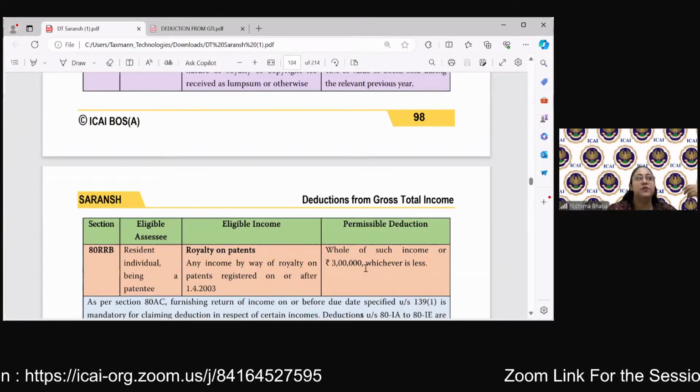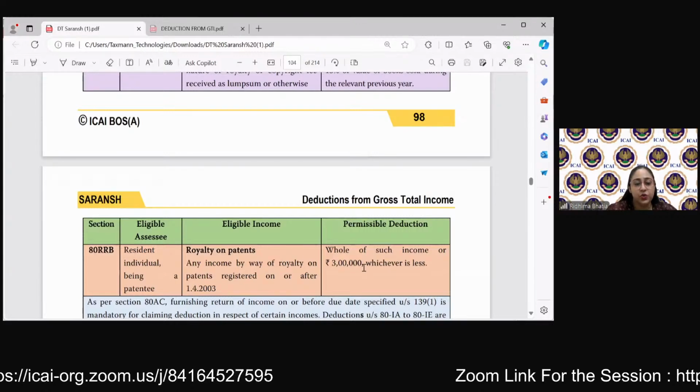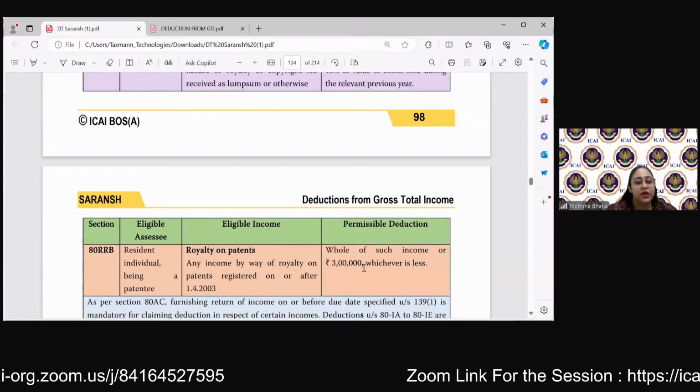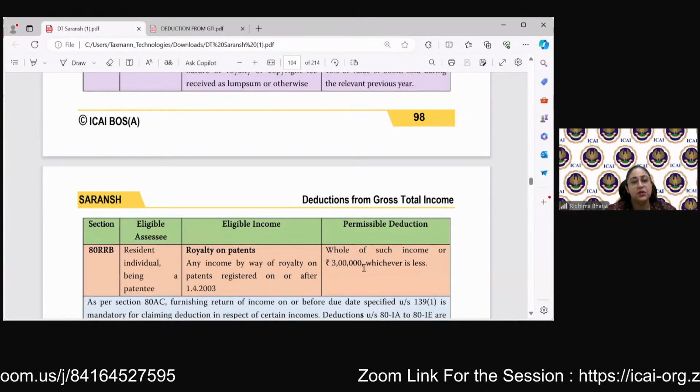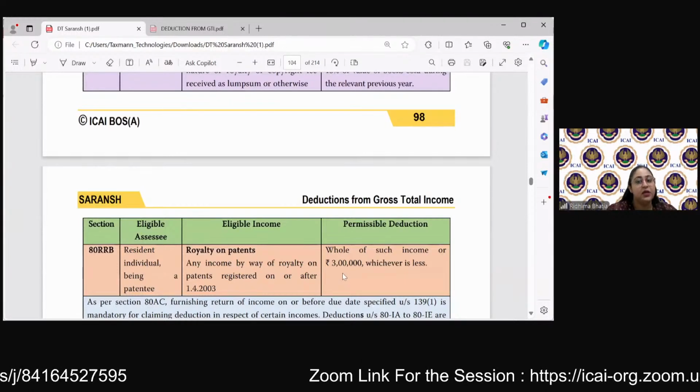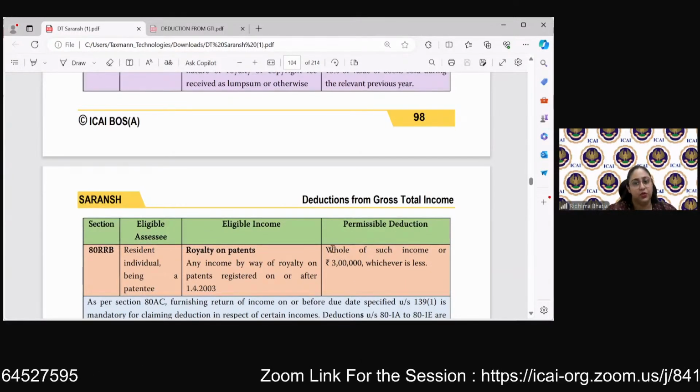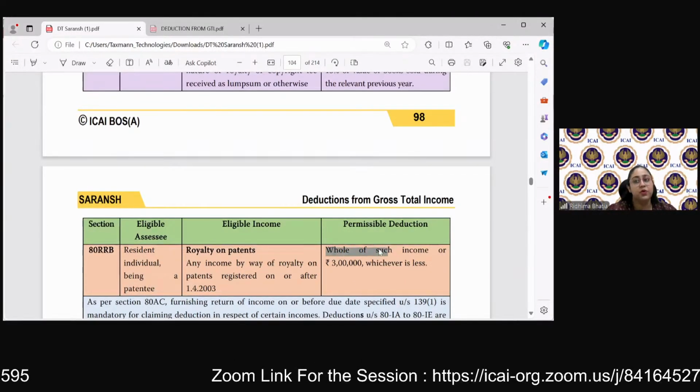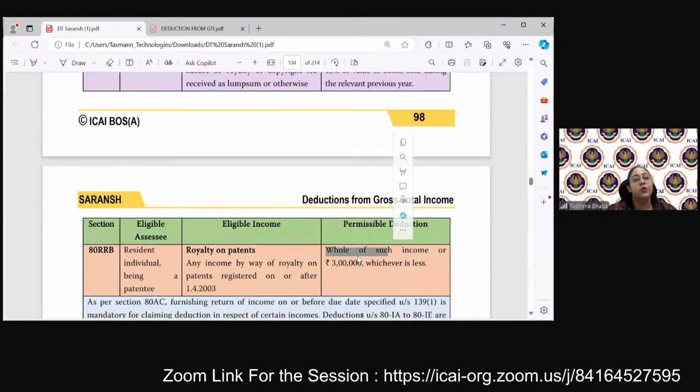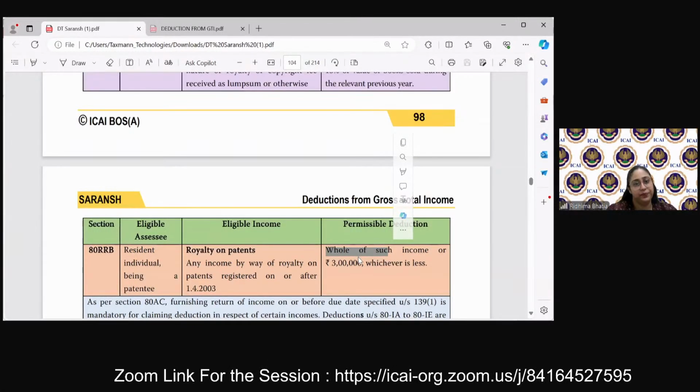If any royalty is received outside India, you have to make sure that it is repatriated to India within 6 months from the end of the previous year or by time allowed by RBI. तभी वो डिडक्शन के लिए एलिजिबल होगा. यानी जब आप कंपेयर करोगे होल ऑफ सच अमाउंट में, तो होल इनकम में आप तभी लोगे व्हेन इट इज रिपैट्रिएटेड टू इंडिया.